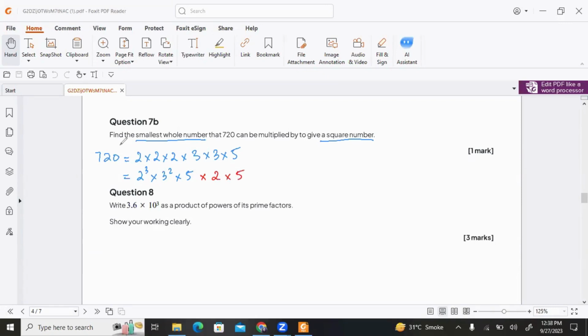So when we do that, the result looks like 2 to the power of 4 times 3 to the power of 2 times 5 to the power of 2. As you can see, all the powers are even now. Hence, the smallest whole number which we need to multiply to 720 to make a square number is 10. That is your answer.